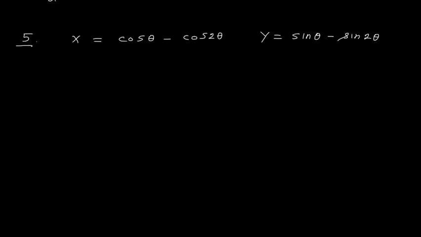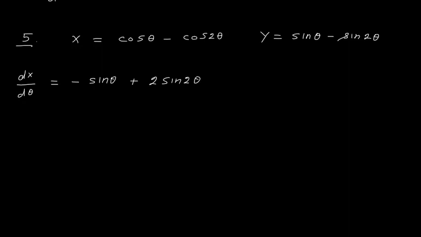Here x is equals to cos theta minus cos 2 theta and y is sin theta minus sin 2 theta. So dx upon d theta. First we will find dx upon d theta. So derivative of cos theta is minus sin theta, and derivative of cos 2 theta is minus 2 into sin 2 theta.